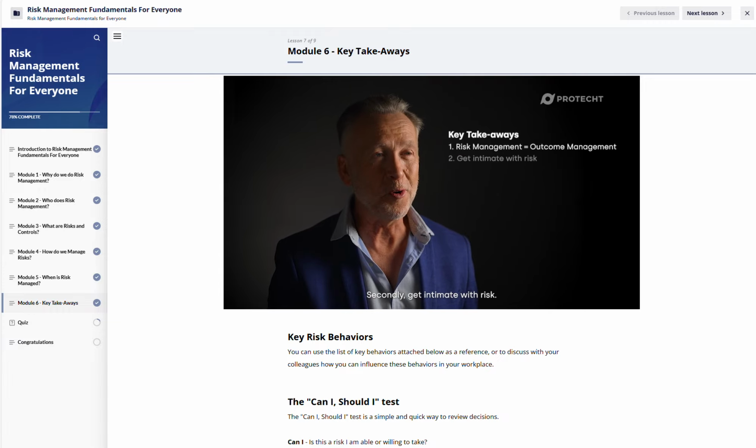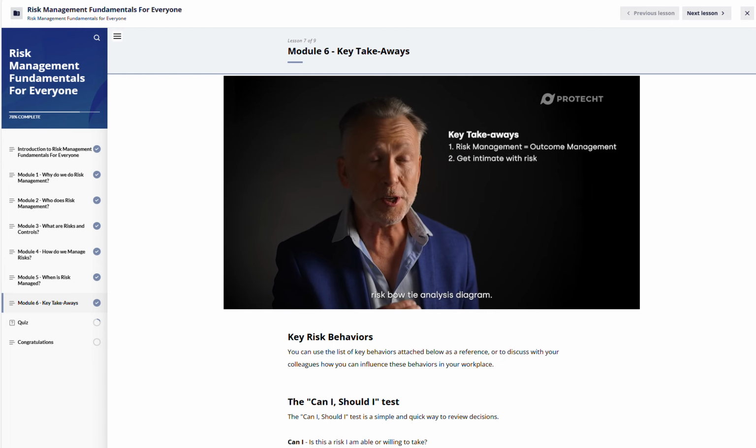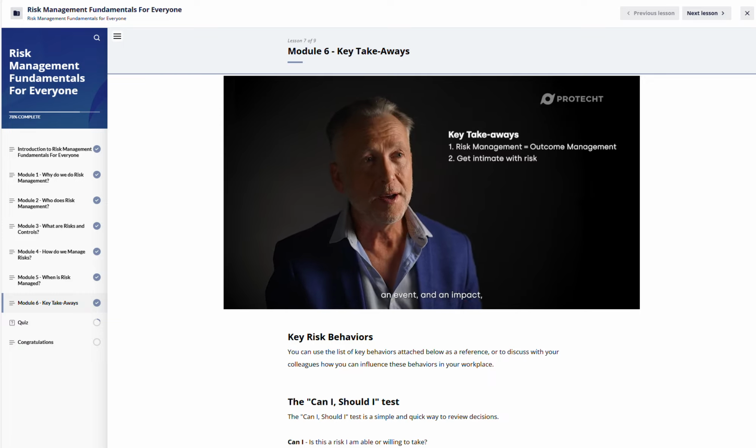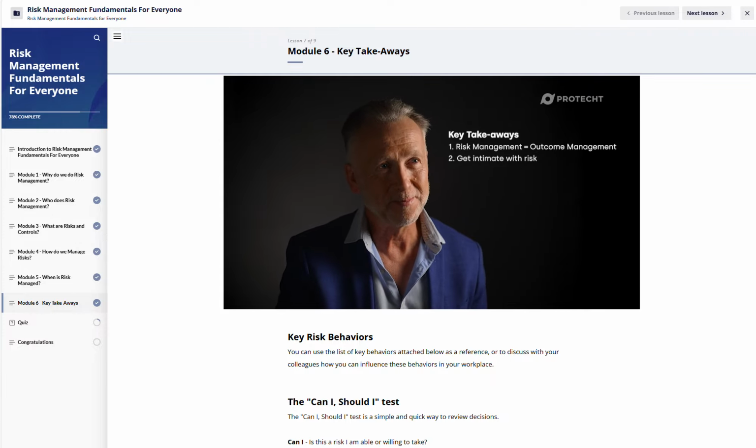Secondly, get intimate with risk. Get to know what it is. Perhaps use that simple risk bow tie analysis diagram. Play around with it to understand the difference between a cause, an event, and an impact, and how risk develops over its life. Remember, you cannot manage what you don't understand.